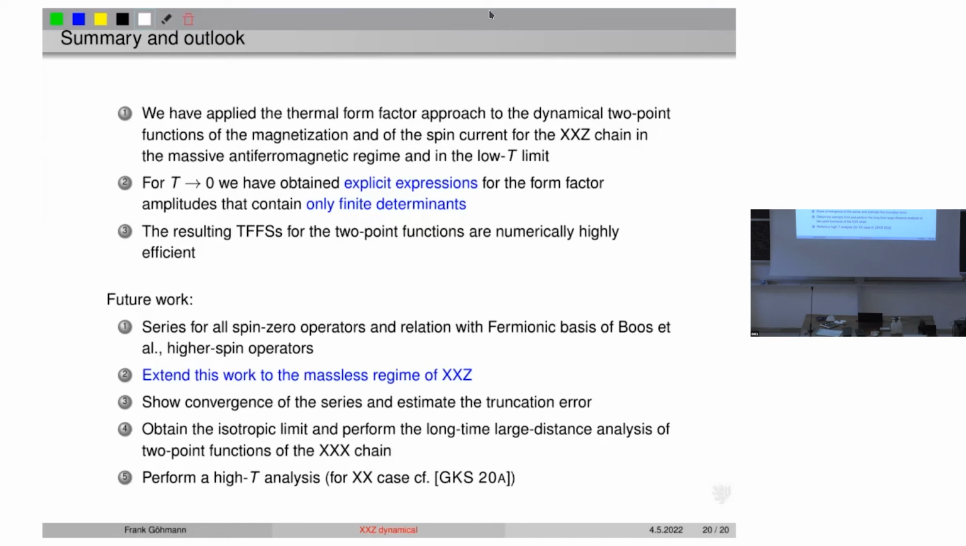And finally, there's of course much to be done, and this is hopefully just the beginning of something. The future work we want to do is, first of all, in this line, there will be a series of all spin zero operators, and we have to calculate the function omega and look at the relation with the fermionic basis approach of Boos and others. And then, of course, the next step will be to extend this to higher spin operators. Then this universal part will change.